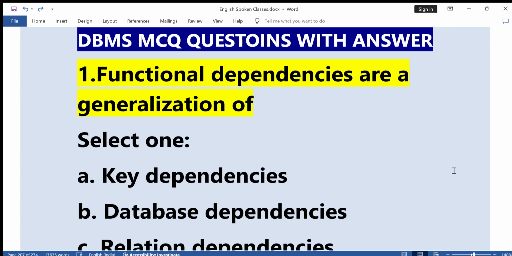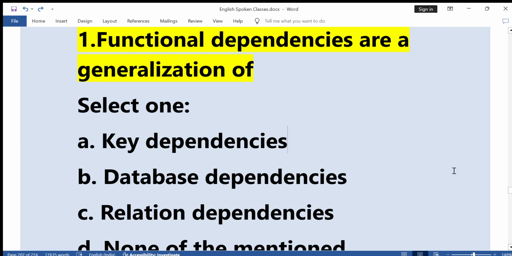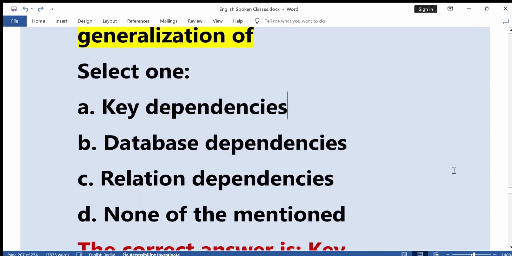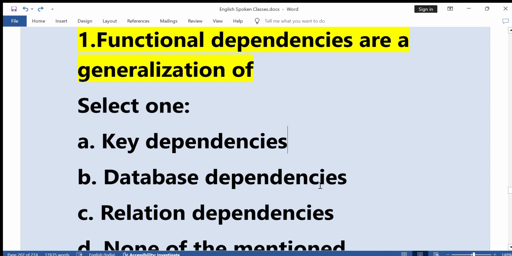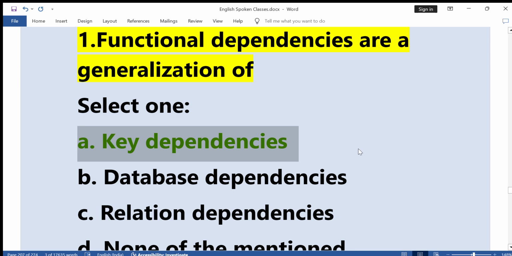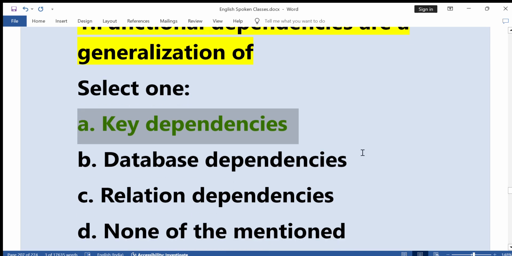First question is: functional dependencies are generalizations. Select one. Option A, key dependencies. Option B, database dependencies. Option C, relation dependencies. Option D, none of the mentioned. Then the answer will be option A, key dependency. All questions are very important for examinations.